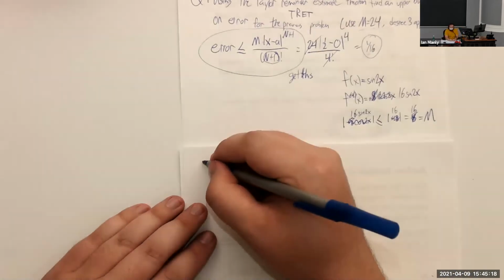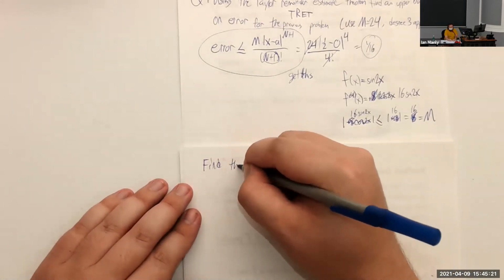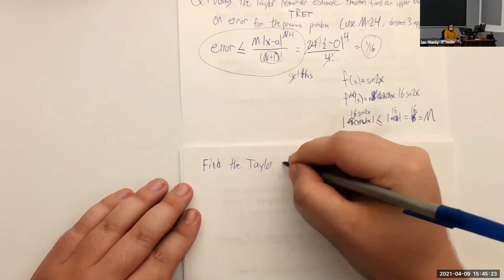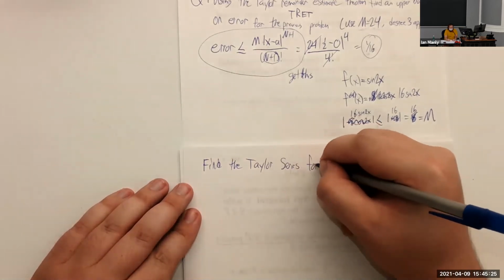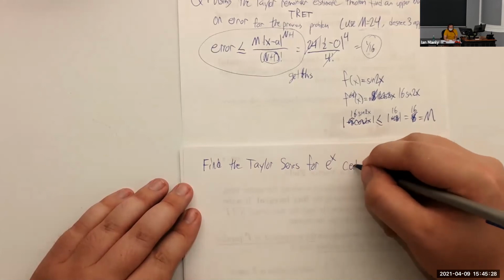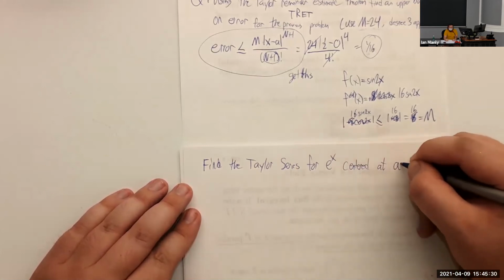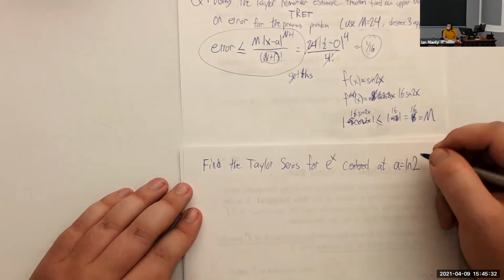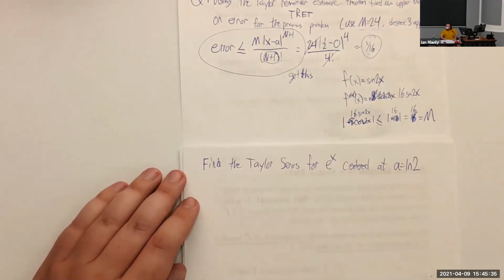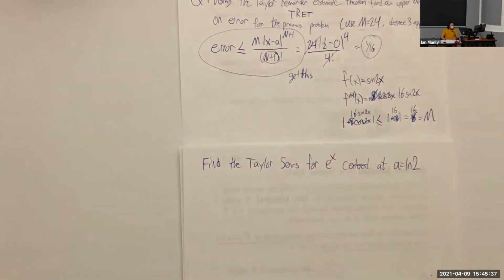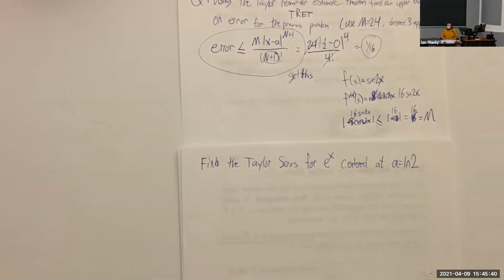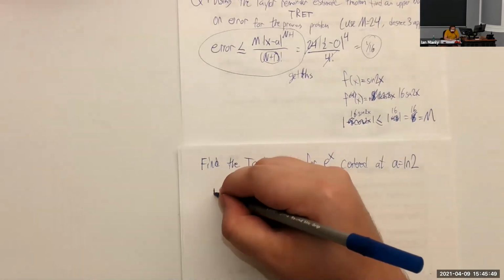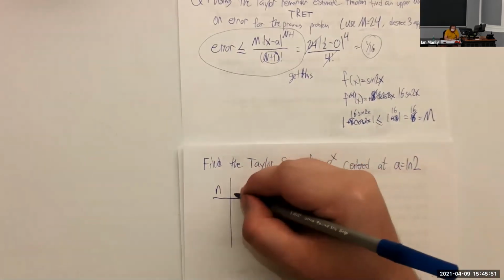All right, this one's a little interesting. We're supposed to find the Taylor series for e to the x centered at a equals ln of 2 right here. So we have a series that's not centered at 0, so we can't use our table of Maclaurin series to help us out here. What we're going to have to do is make one of those Taylor series tables that we made before.